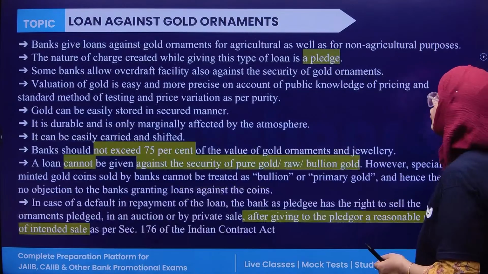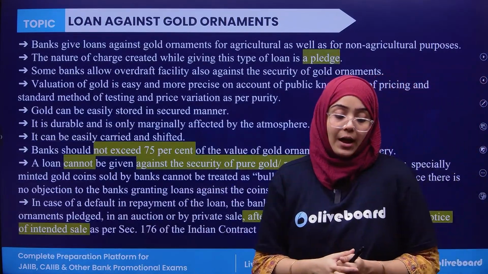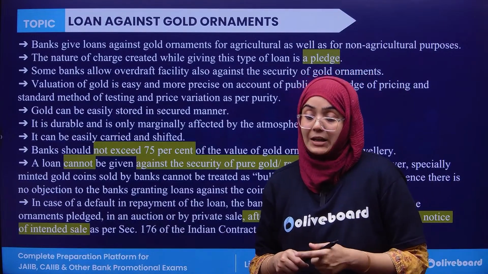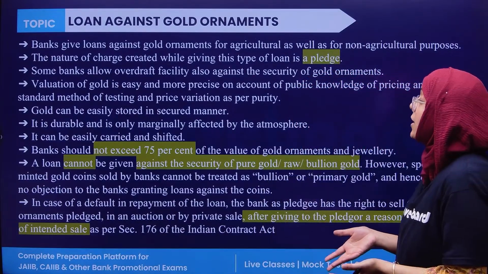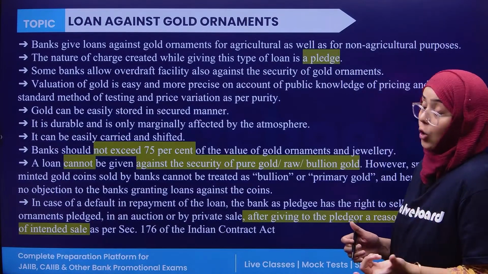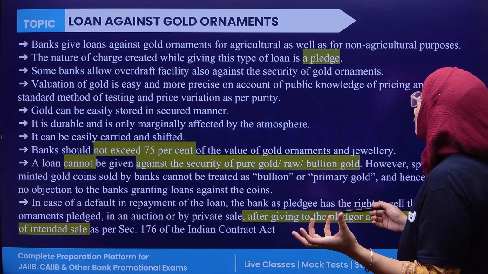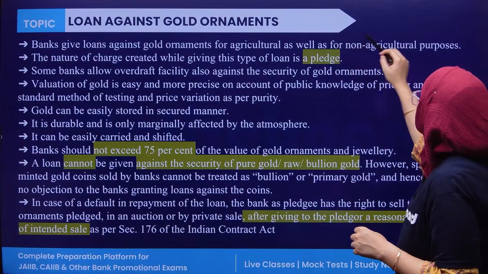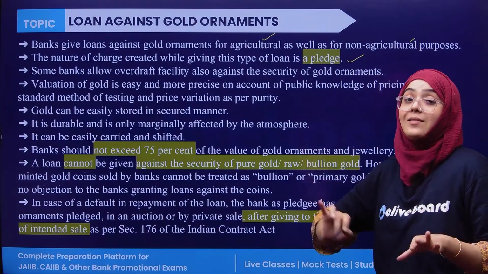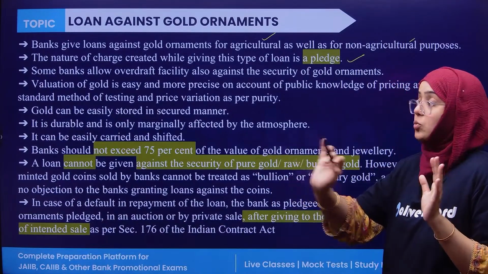Okay, now if we talk about gold ornaments, the loans which have been given against gold ornaments. First of all, a bank can give a loan against gold ornaments, and that can be for agriculture as well as non-agriculture purposes, and it is a pledge. In pledge, it means that you have to give the possession to the bank.